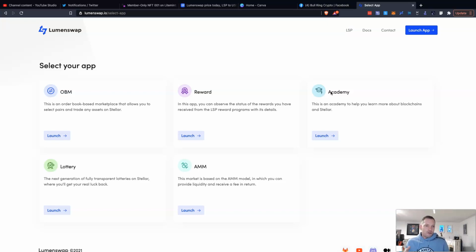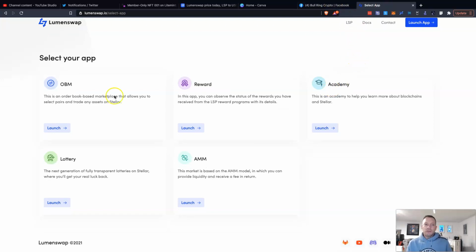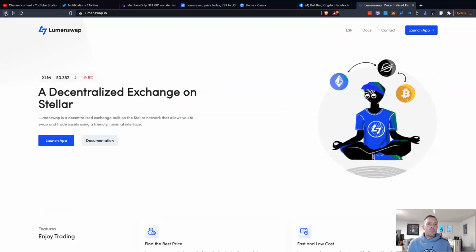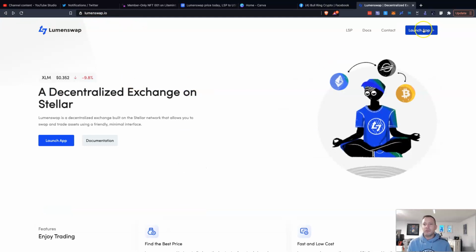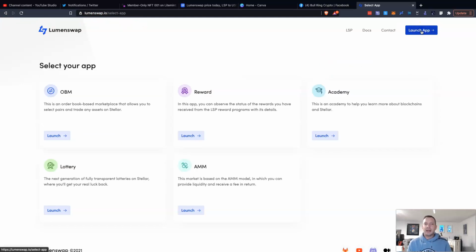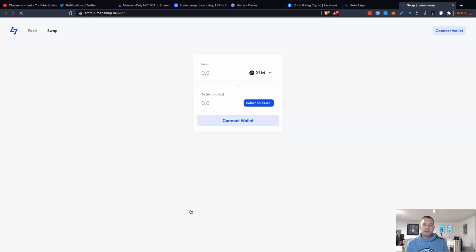Right, let's shoot straight into this video. Let's just go back one step. When we come on to lumenswap.io, in the top right hand corner we can launch the app. The dApp launches, and within it there are these 5 dApps, which give us the ability to go off into different areas of the ecosystem and do what we need to do. Today, we're going to hit the dApp that is the AMM, or Automated Market Maker. Click onto that very fast and it opens up for us.